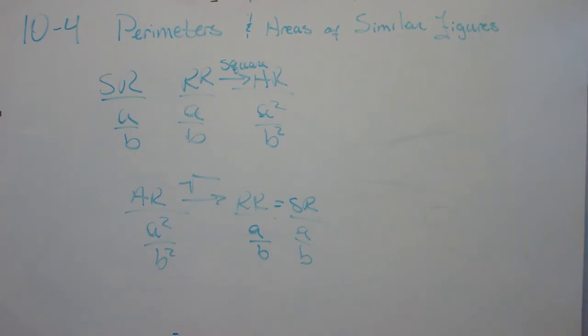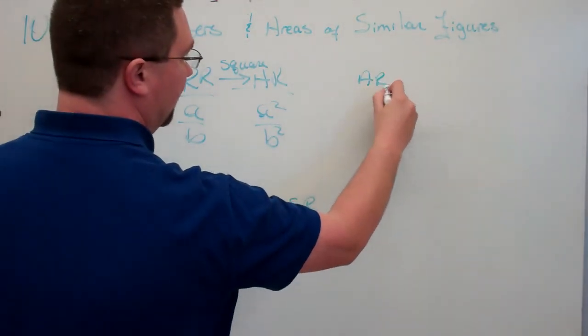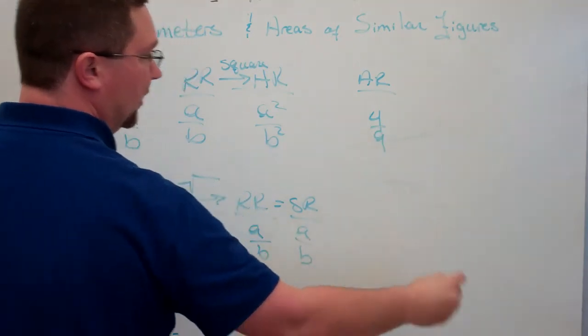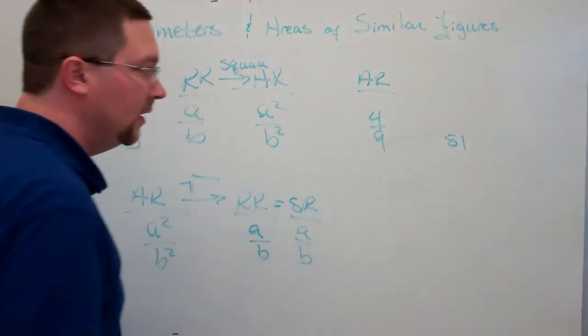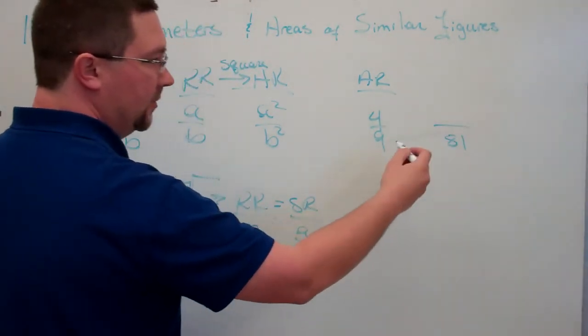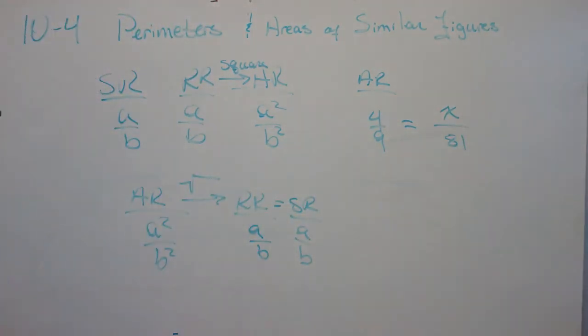Now, you can also use these to set up proportions. So if I say your area ratio is 4 over 9, and the area of your larger figure is 81, well, you could simply set up a proportion. 4 over 9 equals x over 81, and you could solve that proportion and get the area of the smaller figure.